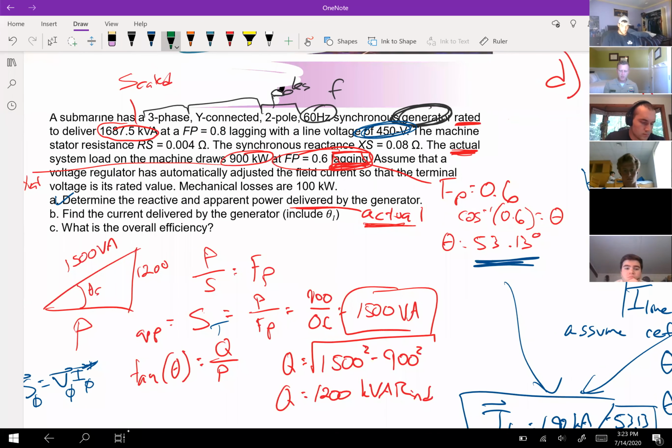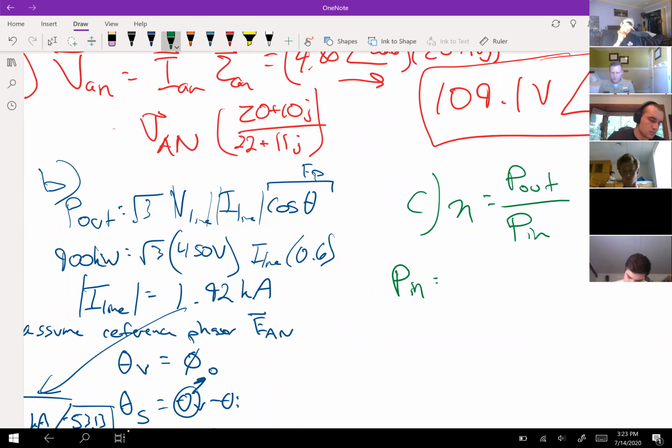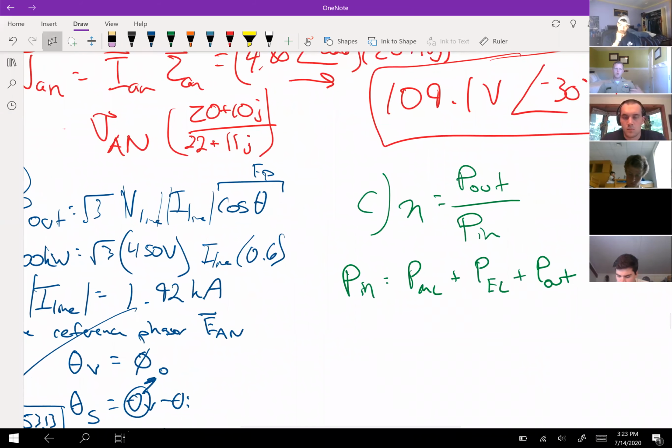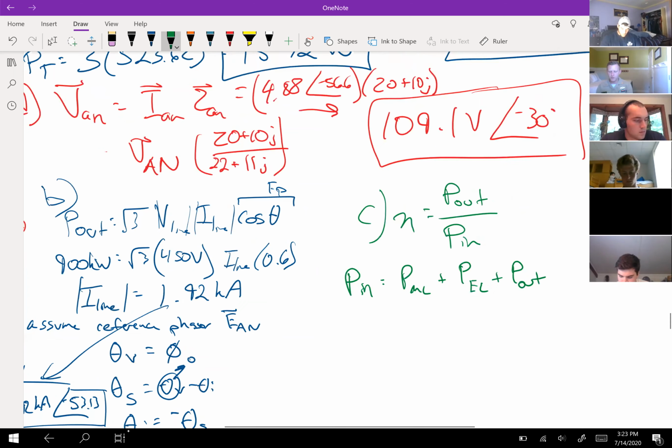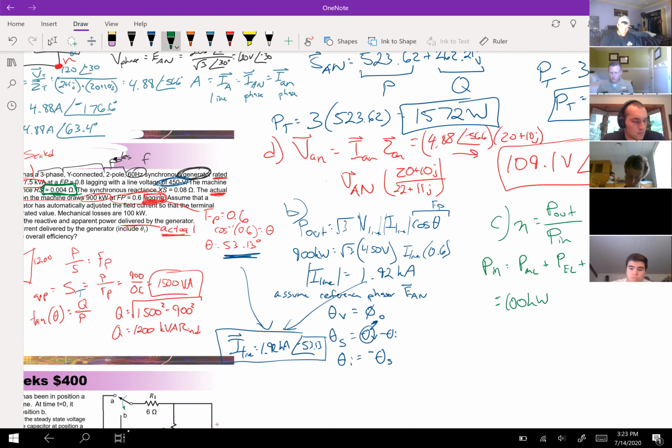So if I needed to solve for P in, it'd be P mechanical loss plus P electric loss plus P out. That's just the power flow diagram. What goes into a system must come out of this system, and it has two parts of loss in the output power. Mechanical loss says 100 kilowatts. The electric loss, and I'm just writing the formula down, it says 3I squared R. And that makes sense, 3I squared R is always real power, but I multiply by 3 because it's all three phases.